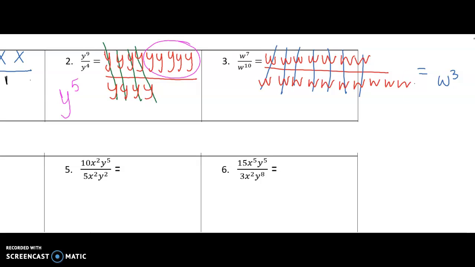However, this w to the 3rd is in the denominator. So what number goes in the numerator? Well, there's always a 1. So please be careful that this is the way we write it: 1 over w to the 3rd, because there's more w's in the bottom. There's 3 more w's in the bottom than there is in the top. So let's go ahead and try another example.